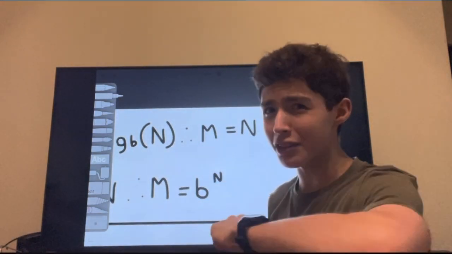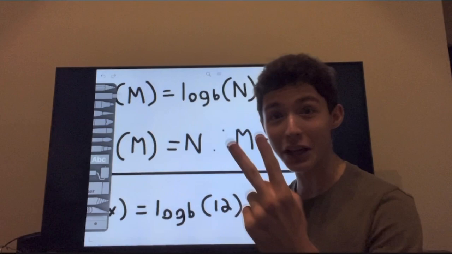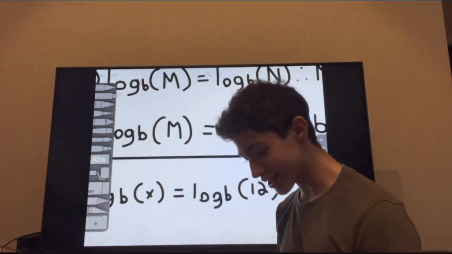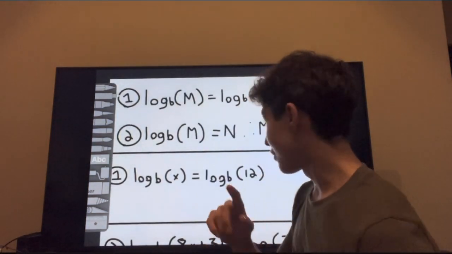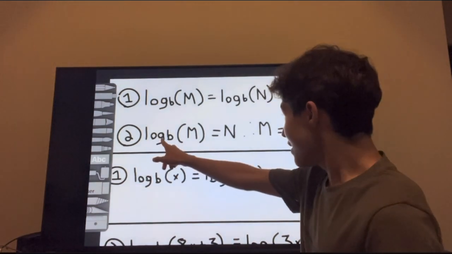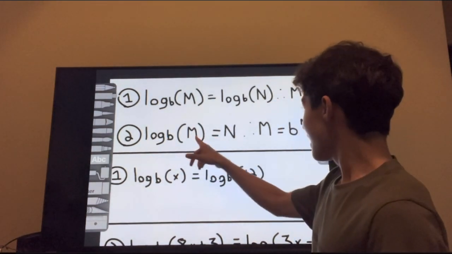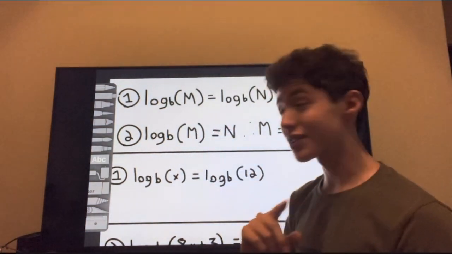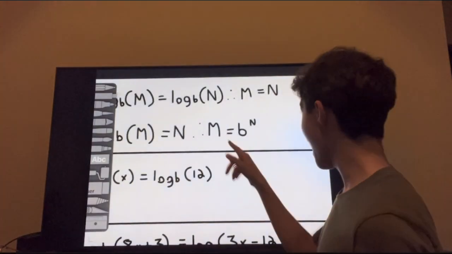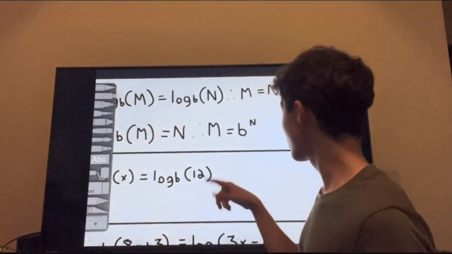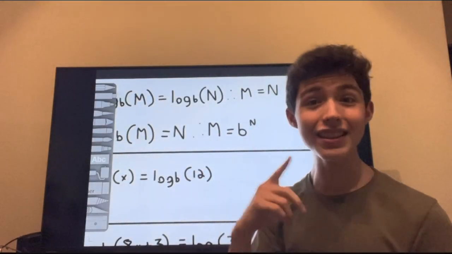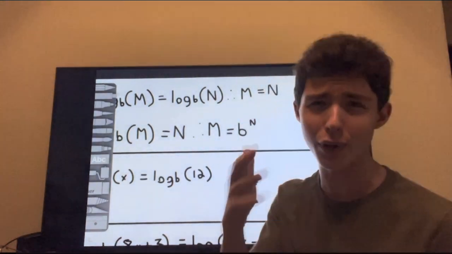But if you are a try-hard person, you can use this second method, which is just: look, log b of m is equal to n. You can use this as m is equal to b to the power of n. And that is how you can do it in a try-hard way.